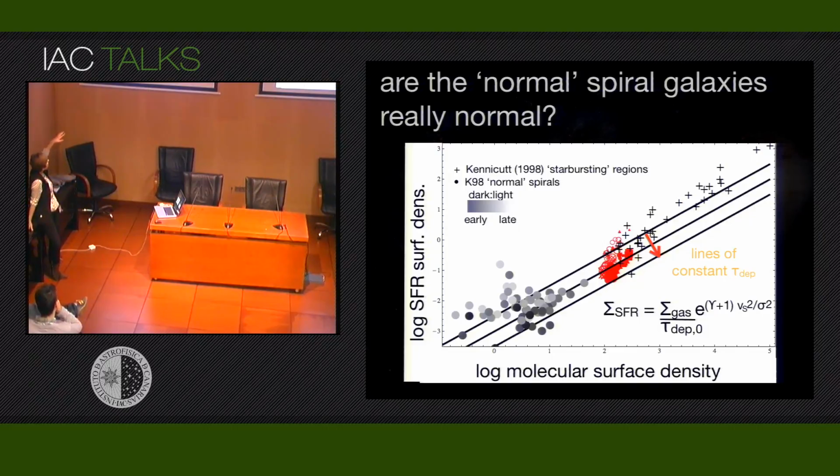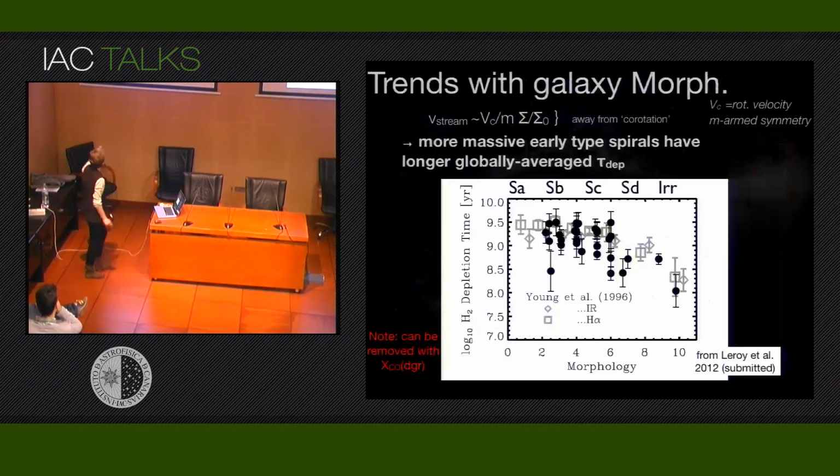And what you can see is that some of the earlier type galaxies are sitting at long depletion times. When I step out in morphological type to later galaxies, lower mass systems, the depletion time starts to shorten once again. Let me show you that in a little bit more detail. So here is the plot of the molecular gas depletion time as a function of morphological type from the work of Adam Leroy. It's submitted now. And what we can see is that, as expected, the depletion time is longer in early type massive disks than in the lower mass later type disks.